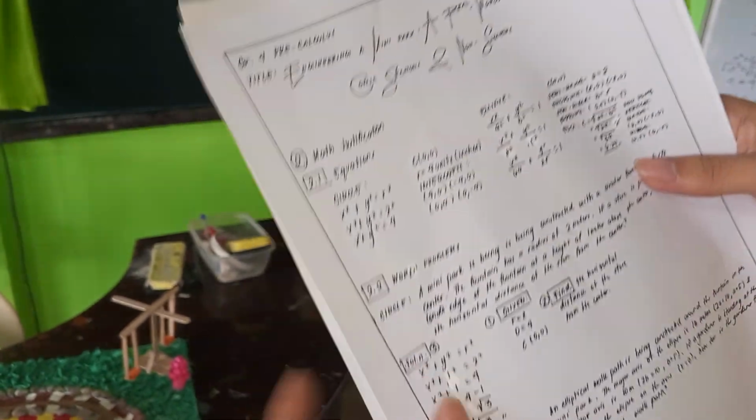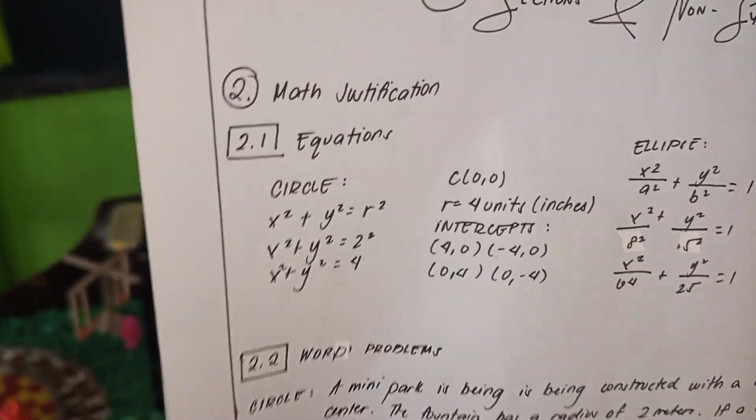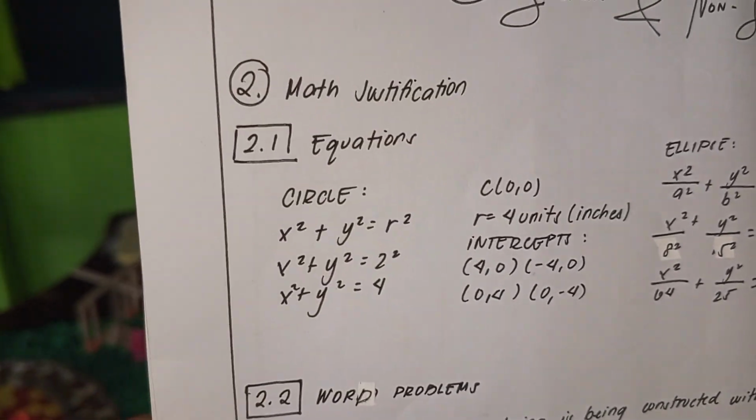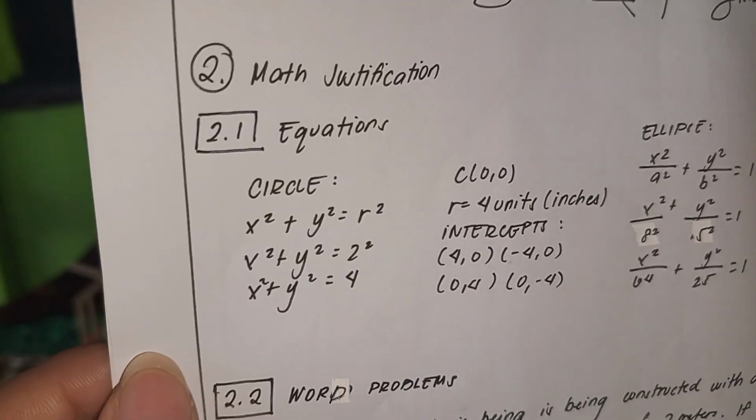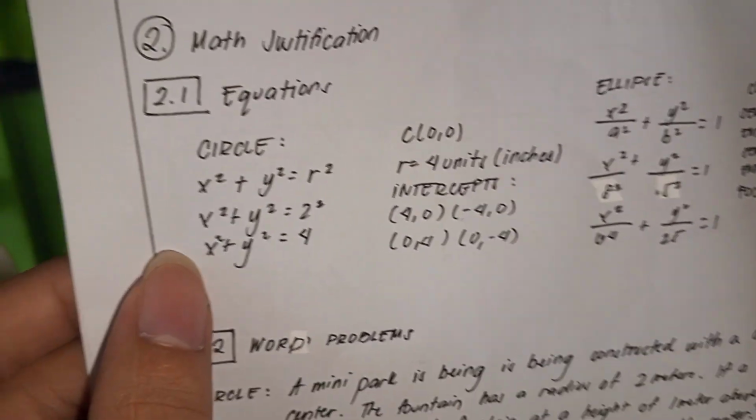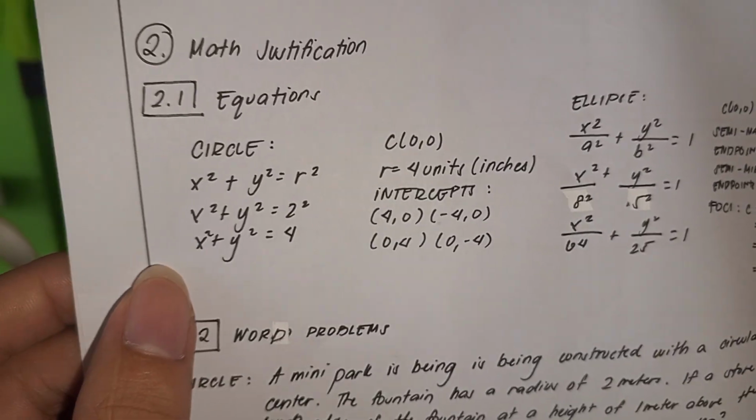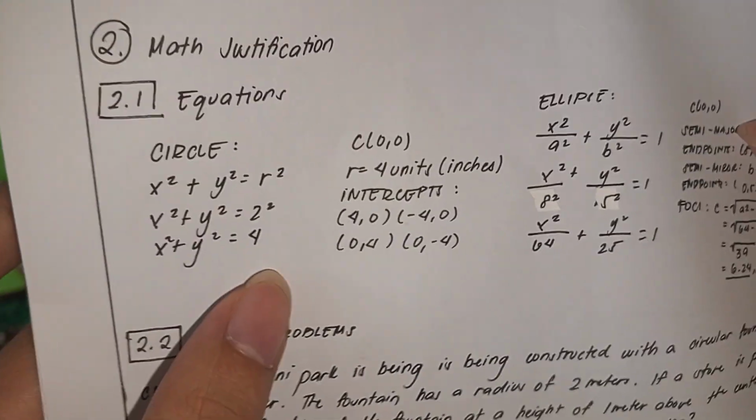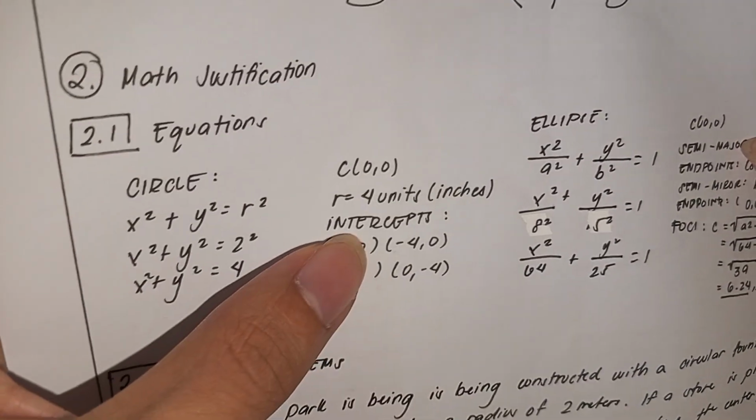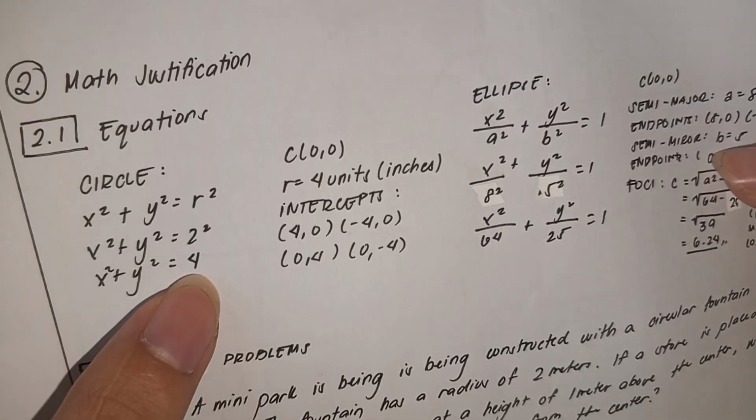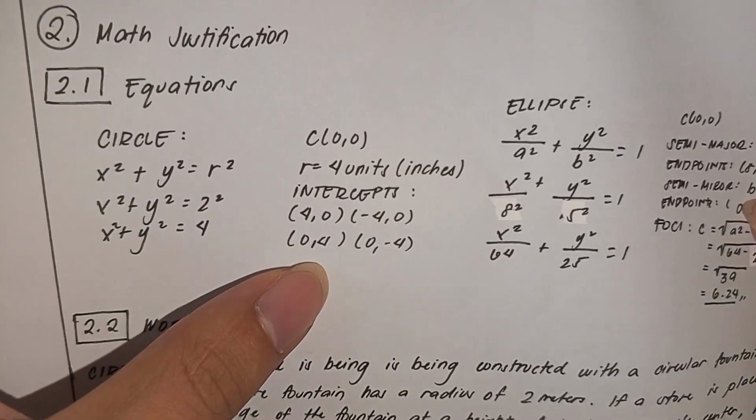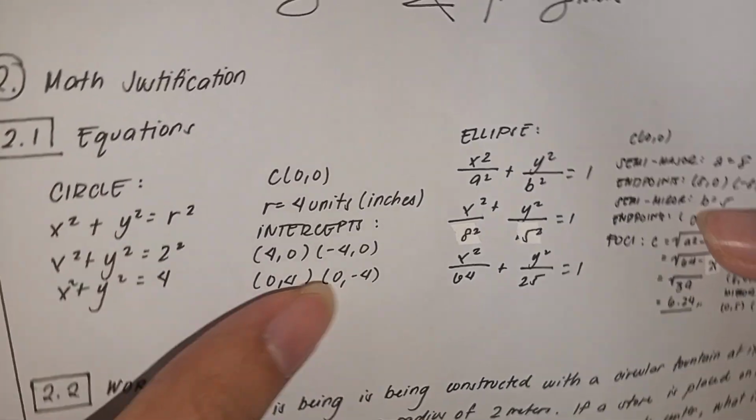For the math justification, the equation for the circle is x squared plus y squared equals r squared. We can only use this equation if the center is at 0, 0. So we have x squared plus y squared equals 2 squared, and we get x squared plus y squared equals 4. So we have the radius of 2 units. The intercepts are (4, 0), (negative 4, 0), (0, 4), and (0, negative 4).